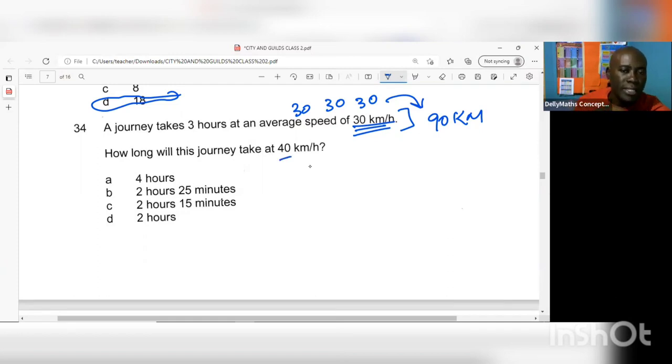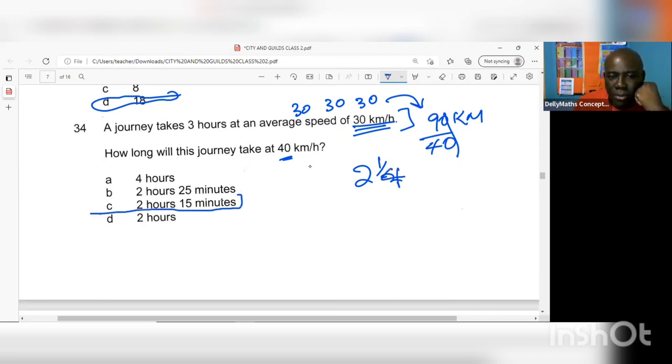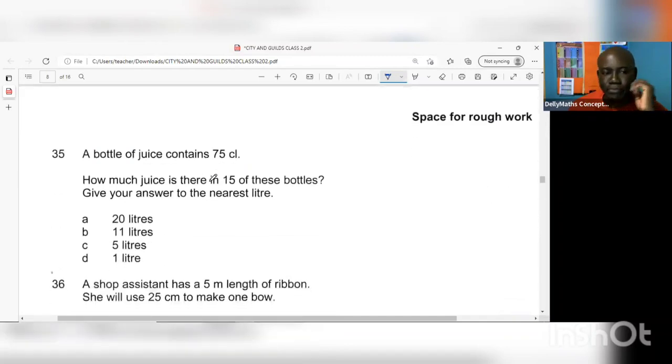How long will it take at the new speed? So if we have 90 kilometers, we're going to divide that by 40 kilometers for every hour. That's 9 over 4, which is 2 1/4. And 1/4 of an hour is actually 15 minutes. So we're dealing with 2 hours and 15 minutes.